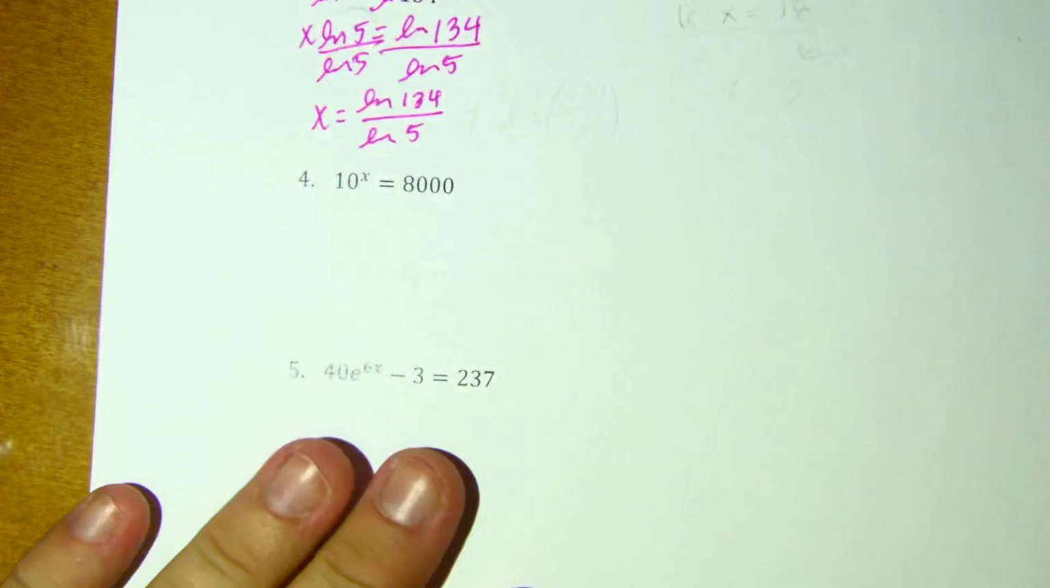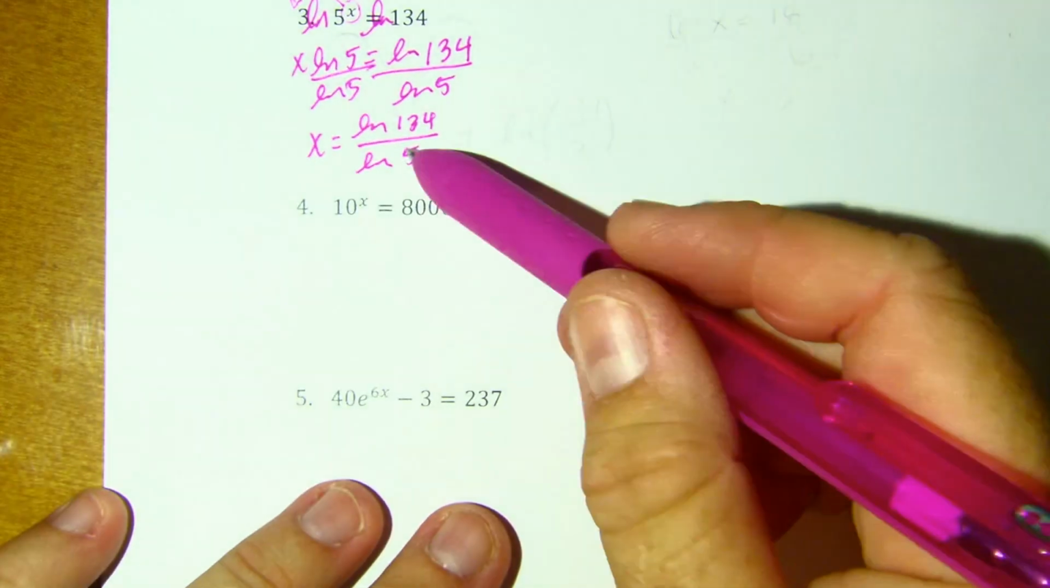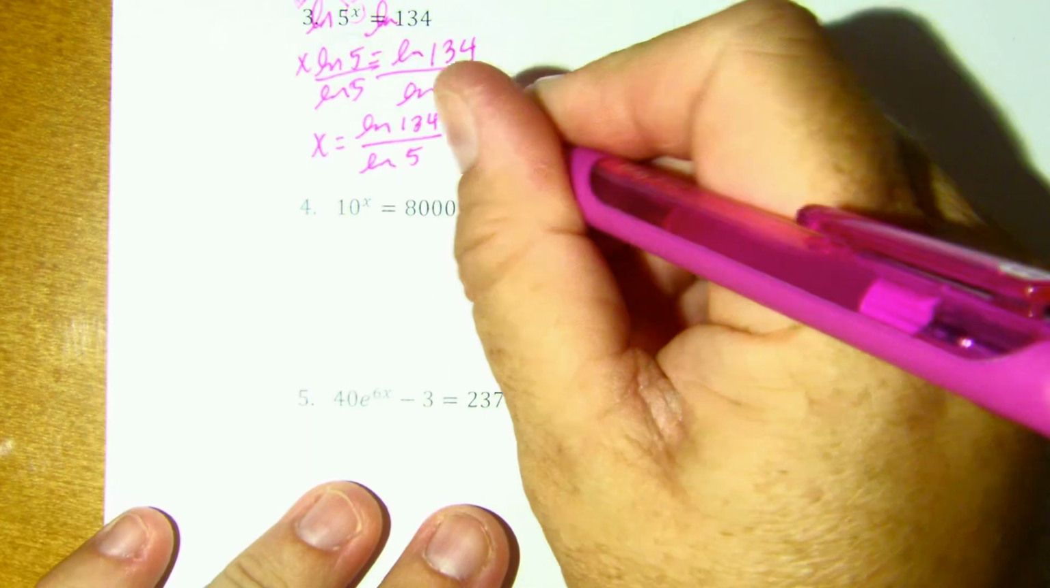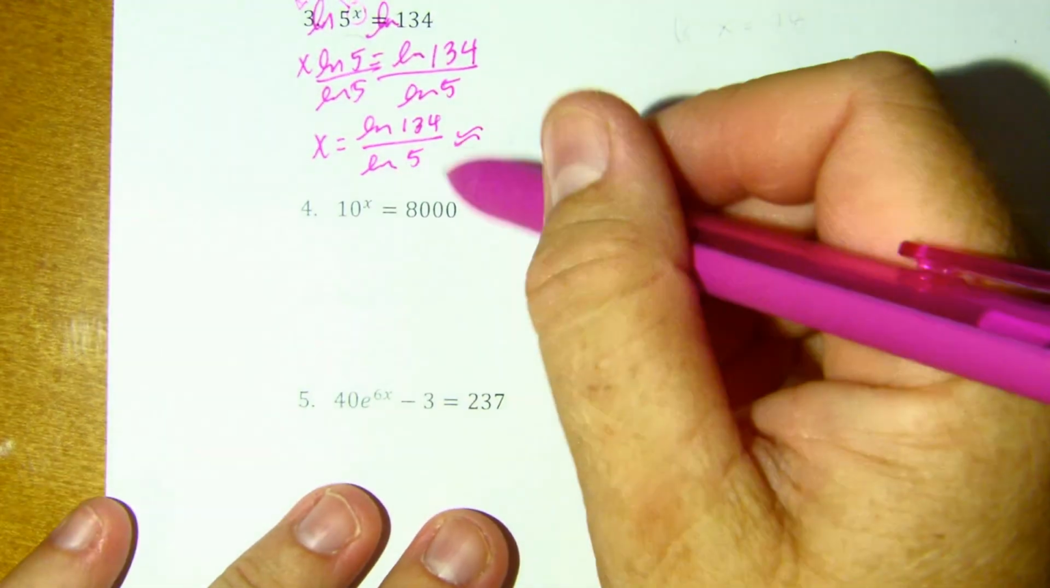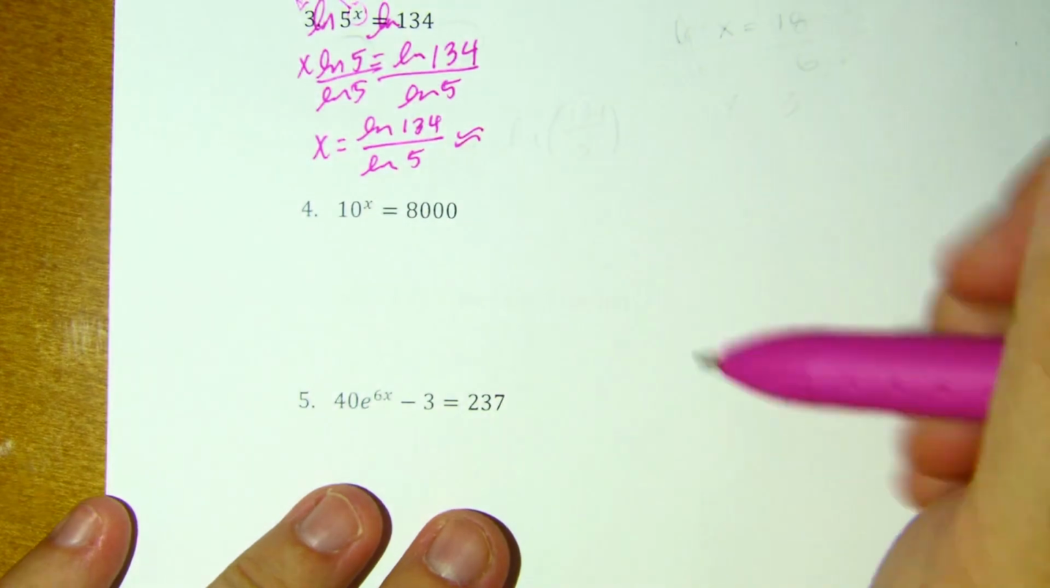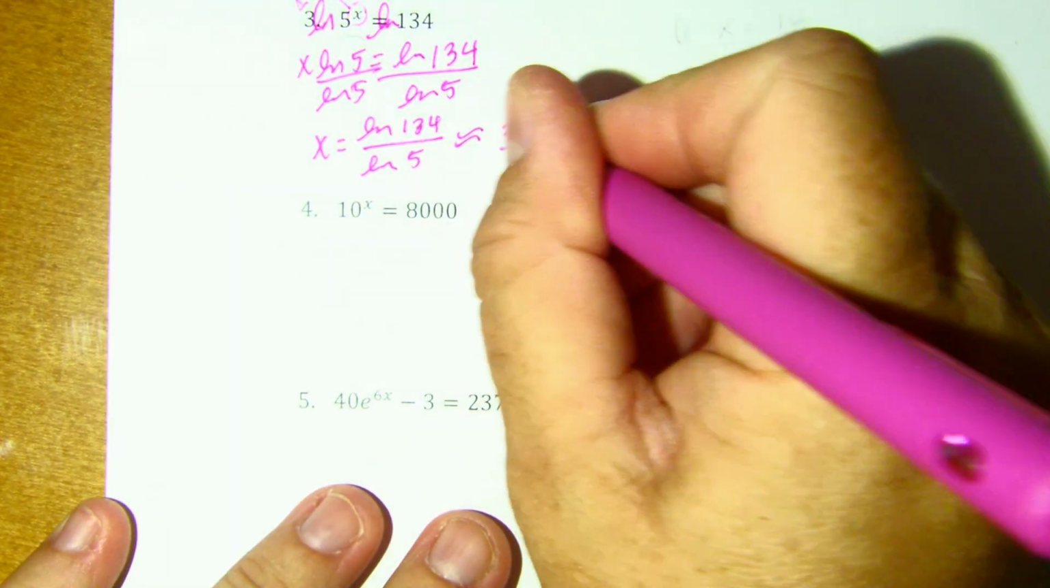You have to have two separate logarithms. In this case, this is not where we're condensing. So this is your exact answer. And then we're going to type that into our calculator, natural log of 134, close parentheses, divided by natural log of 5. And when we do that, we will get approximately 3.04.